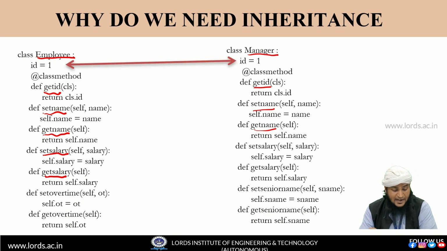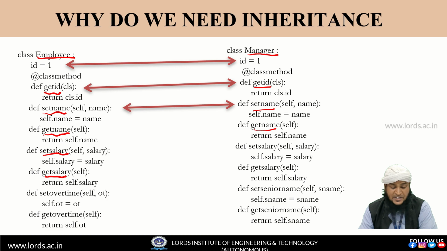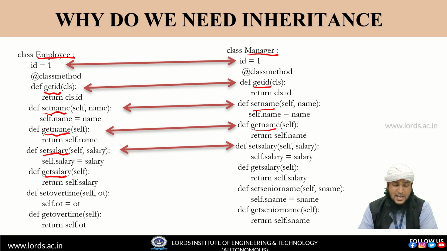Instead of that, what I can do is use the id variable that is in employee here also. Get id, I can use here. Set name, I can use here. Get name, all of this. Only at the time of displaying do I have to give the manager's actual name, id, and salary. But the method names and variables I can directly inherit from the employee class. So this is the main use of inheritance.